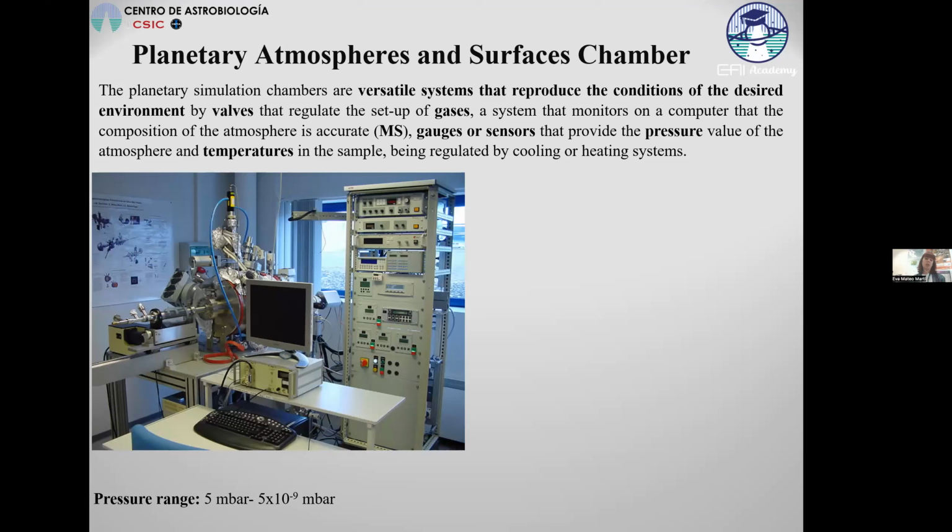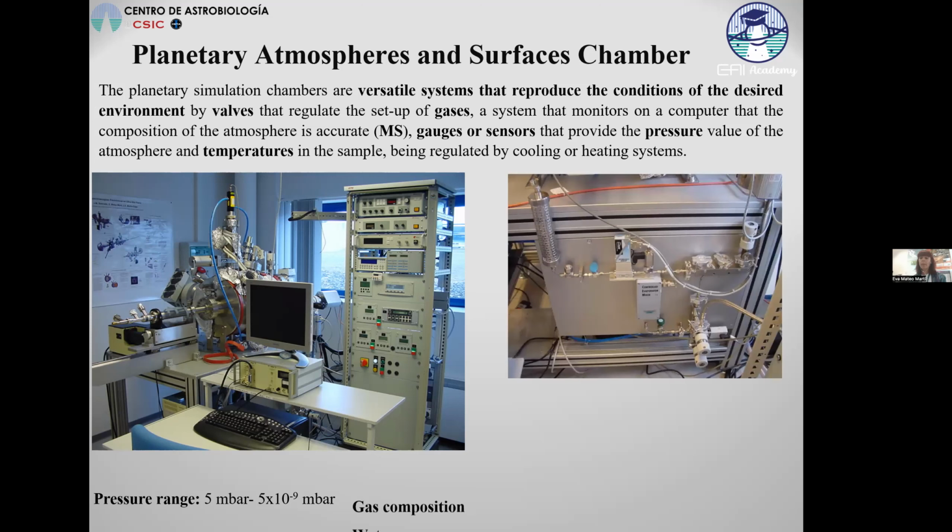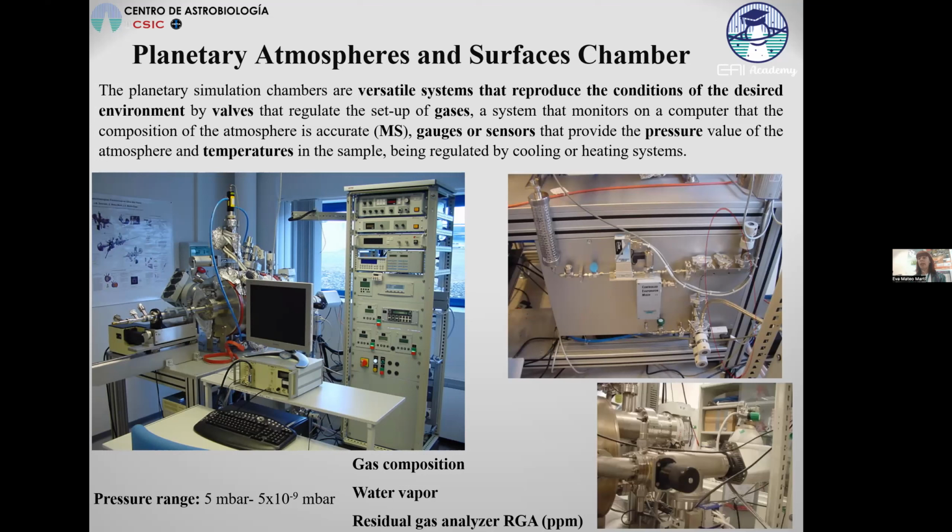This is one of the pictures of the planetary atmosphere and surfaces chamber at CAP. The pressure range where we can work is from 5 millibars to 5×10⁻⁹ millibars. It means 9 orders of magnitude. We can control the gas composition, as we can see here. That is the manifold with the different valves. We introduce the gas through those valves inside of the chamber.